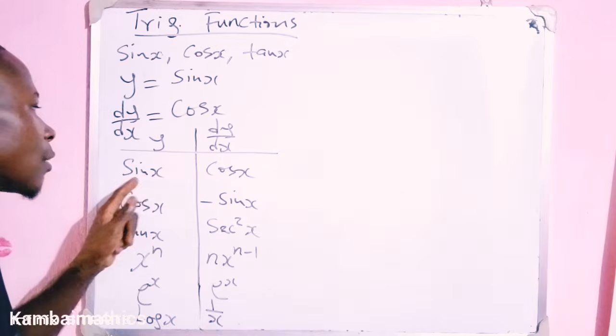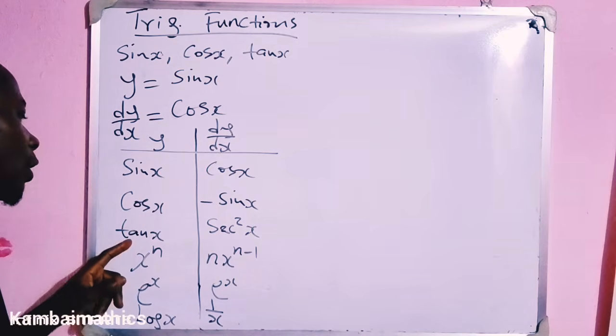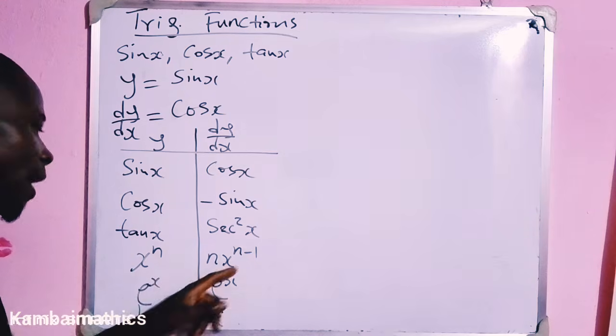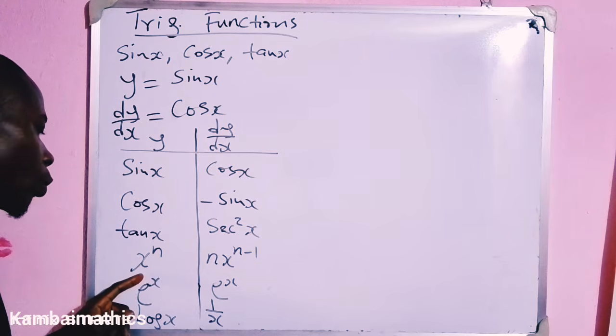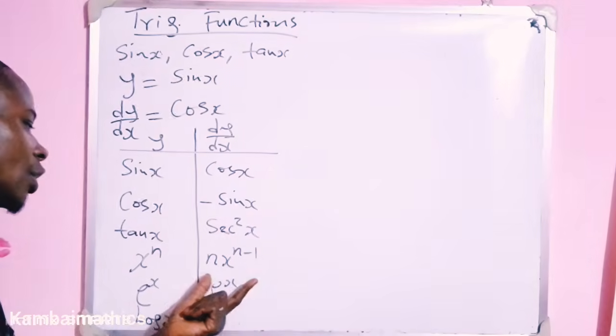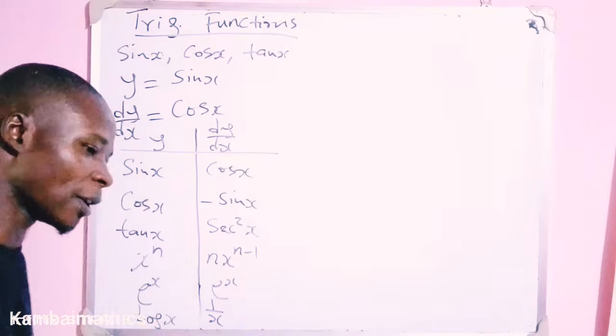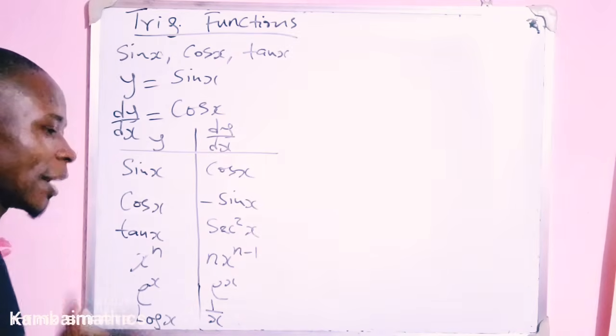Sine x, when you differentiate, is cos x. Cos x, when you differentiate, is minus sine x. Tan x, when you differentiate, will give us sec square x. Then anything whatsoever that has an exponent of n, when you differentiate, this is the general form. And then exponential functions, when you differentiate them, they are the same. I will explain that one in detail when I reach that topic.